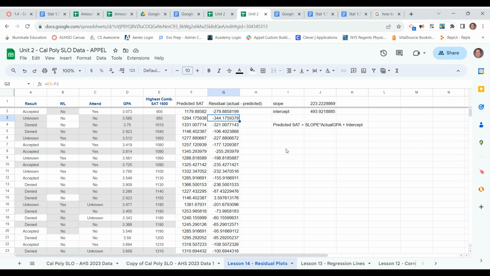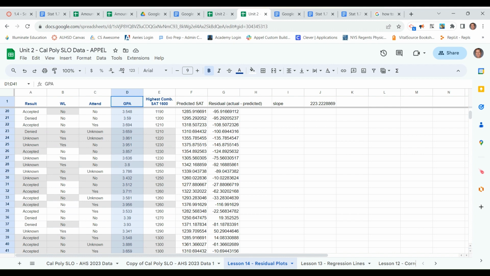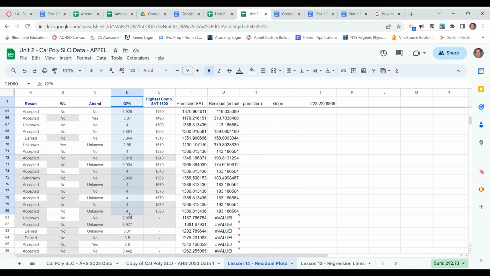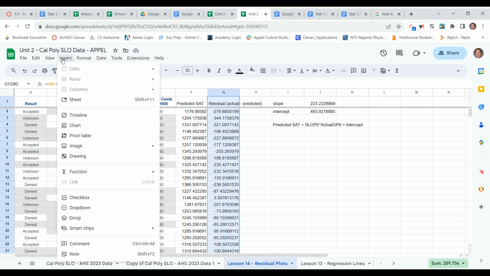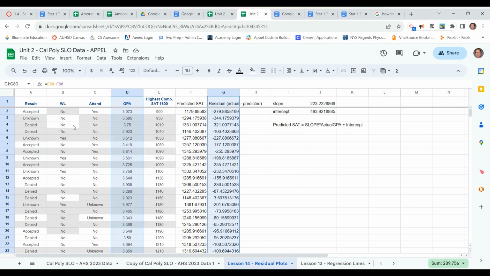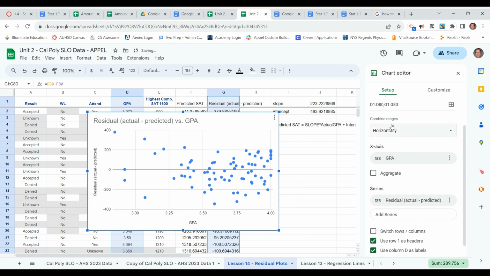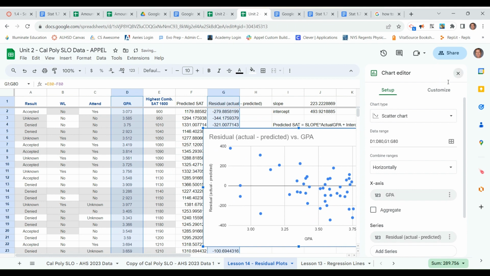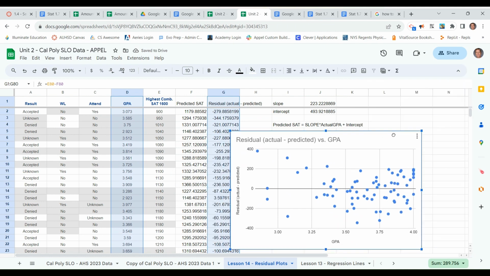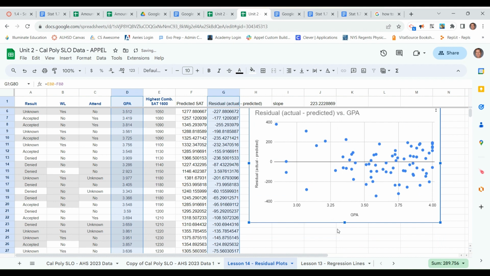So now what I want to do is get a residual plot. So I'm going to need to grab the GPA data that's relevant. Let's go to there. And then the tricky part is to get the residual, I need to hit Control and hold it, and then come all the way back up to residual. So I have those two data sets selected. I say Insert Chart. And it should be a scatter chart. That looks like it is. And let me go ahead and close this. So we have a residual plot.